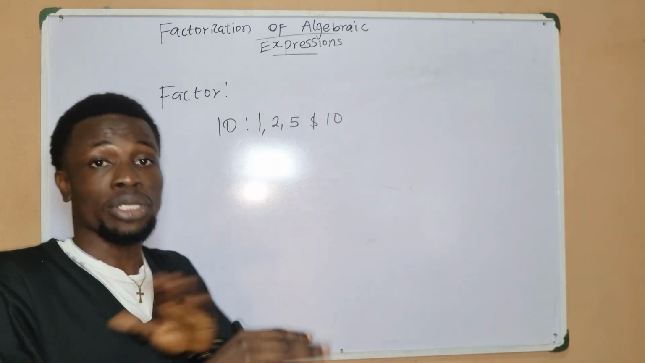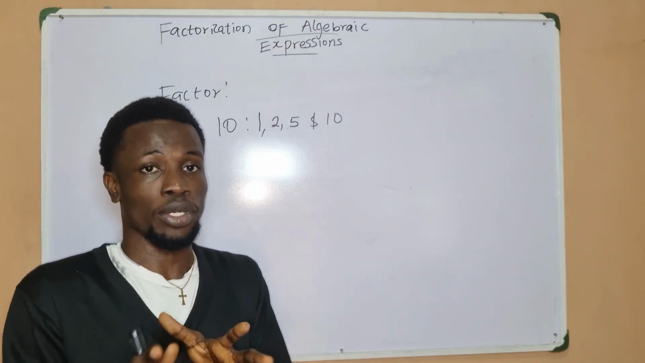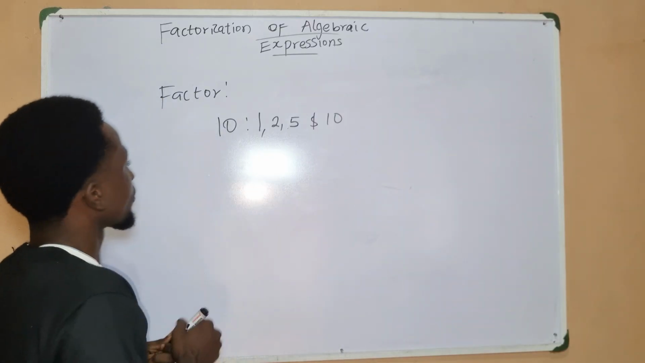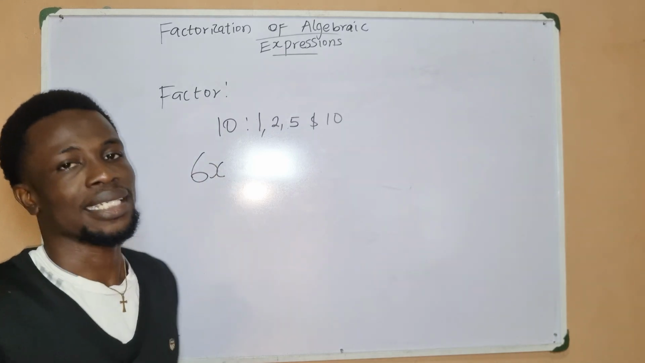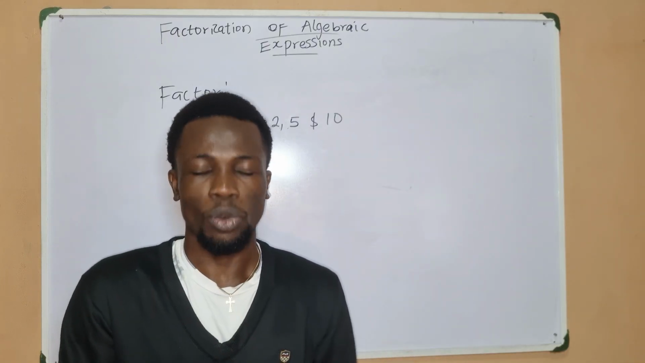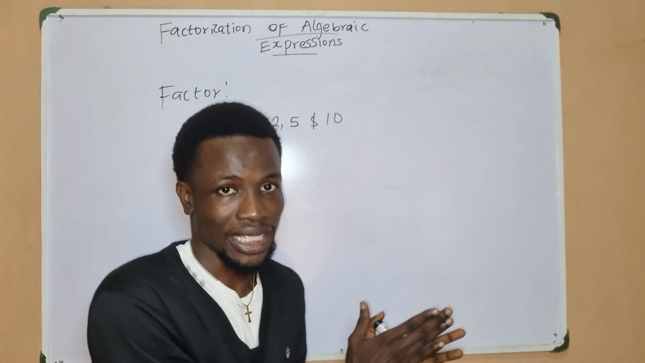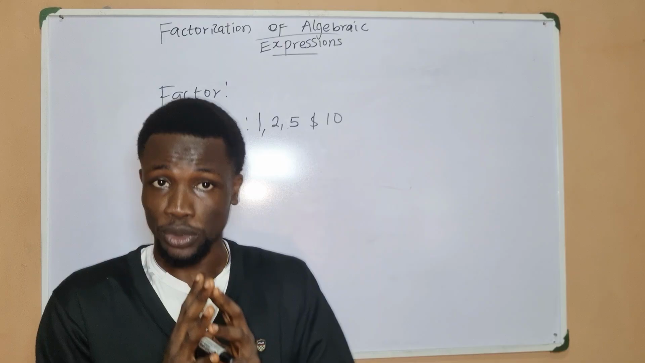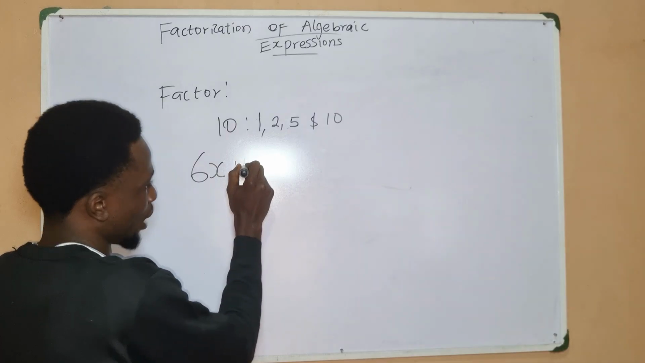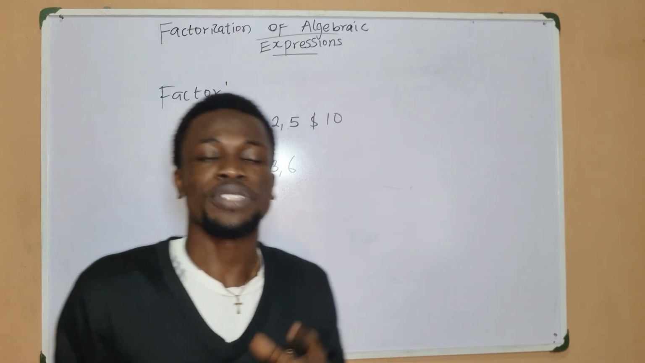Now, this set of numbers can divide through 10 without leaving any remainder. But 10 is just a number. We are discussing algebraic expression, meaning that it's not just a number, it's a combination of numbers and letters. So let's take an instance. 6x is an algebraic expression. We want to find the factors of 6x. What are the factors of 6x? In 6x, we have the number 6 and we have the letter x. They are both joined together. So first of all, find the factors of 6. What are the factors of 6? 1, 2, 3, 6. These are the factors of 6.